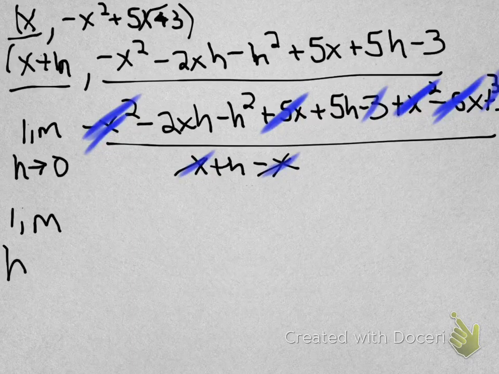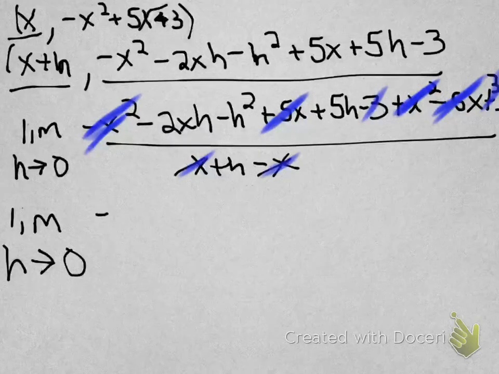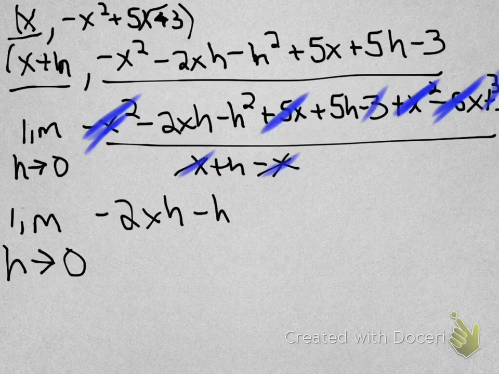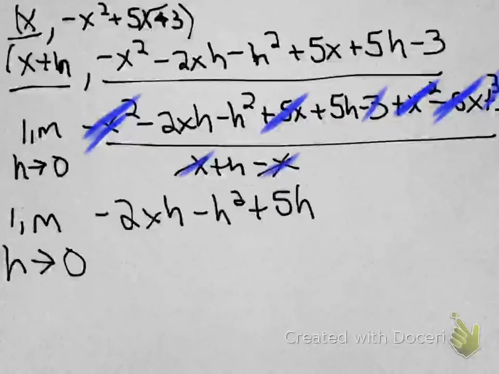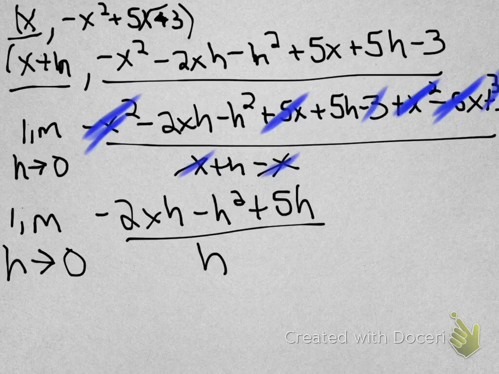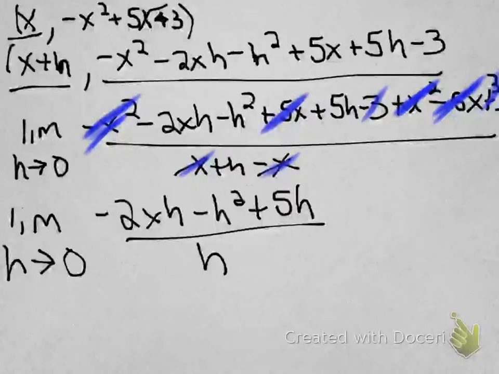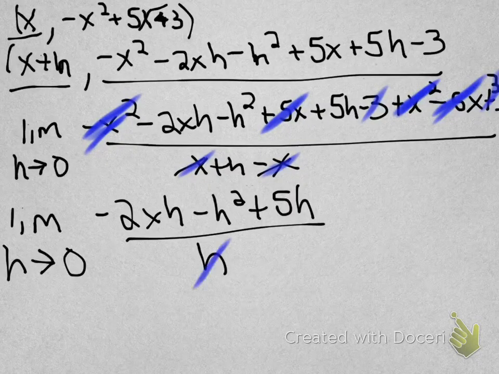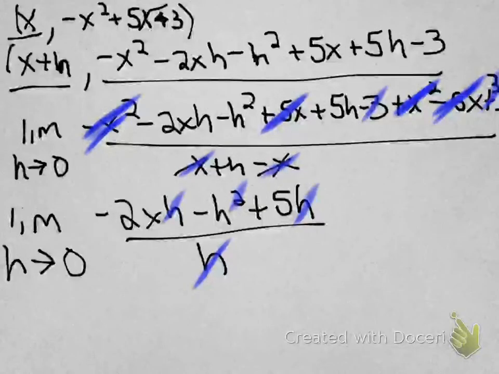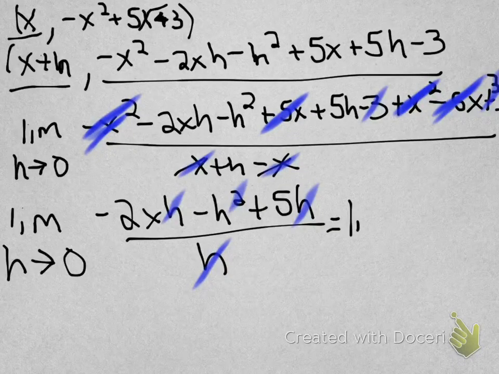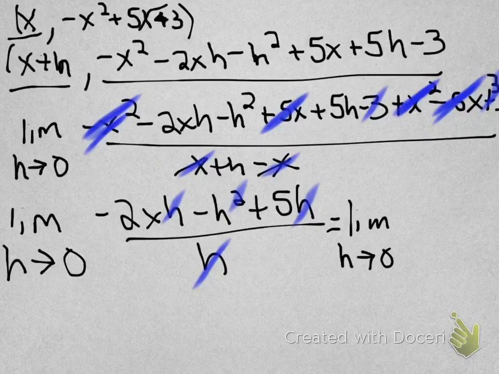So we have the limit as h approaches 0 of negative 2xh minus h squared plus 5h, all divided by h. Here we have a common factor on the top, so we can divide out an h from each one of these. That just comes back to algebra again. We still haven't plugged in our limit as h approaches 0, but now we're going to be able to do it. We get negative 2x minus h plus 5.